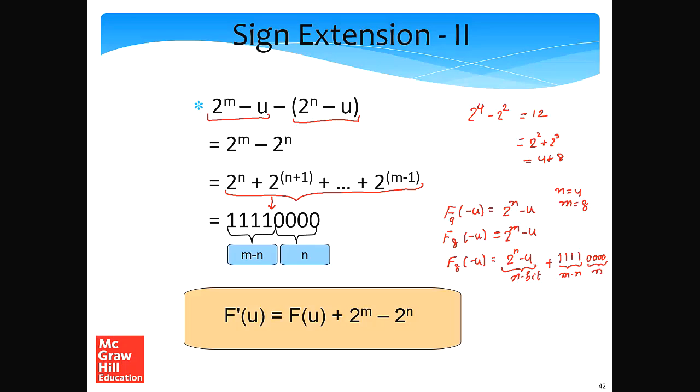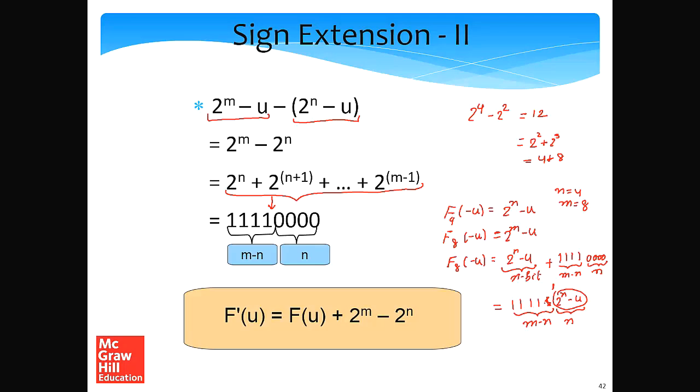So if I add this number plus this number, what I will get is that the first m minus n positions will still be ones, and then the remaining positions over here will be occupied by whatever is the representation of 2 to the power n minus u for the remaining n positions. Since this number is negative, the MSB of this part will also be 1 and the remaining will be ones.